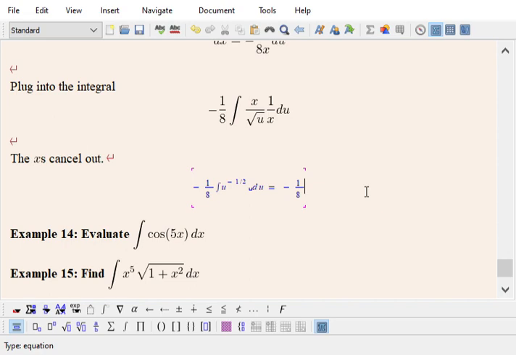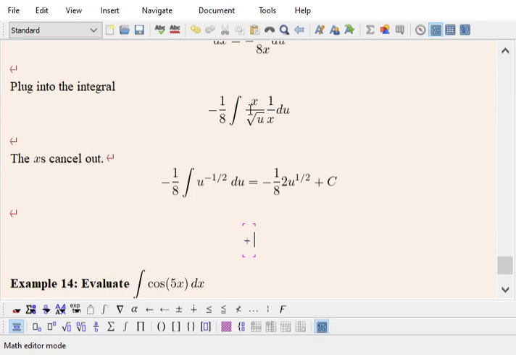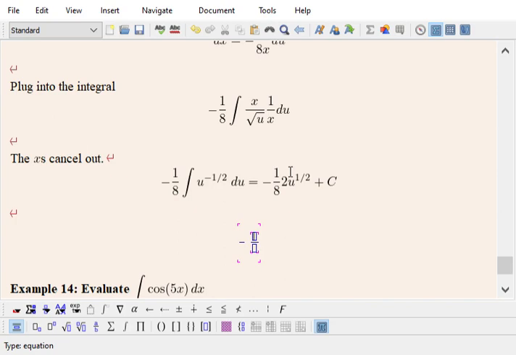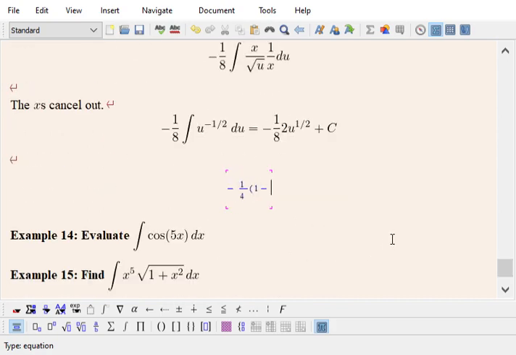So let's see. What's negative 1/2 plus 1? Well, negative 1/2 plus 1 is positive 1/2. Then we have to divide by 1/2, but dividing by 1/2 is the same as multiplying by 2. So, got that. And finally, let's just clean it up. So 2 divided by 8 is 1/4. Replace u with what it originally was, so 1 minus 4x squared. And that's all to the power 1/2.